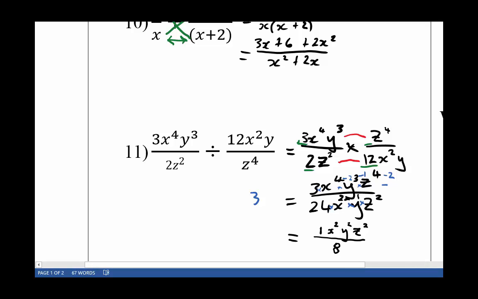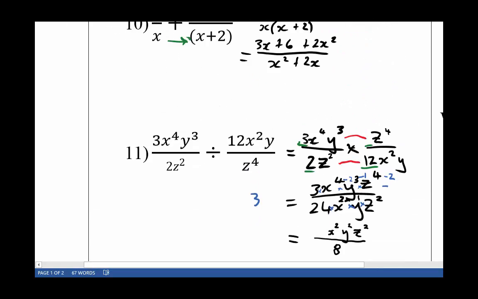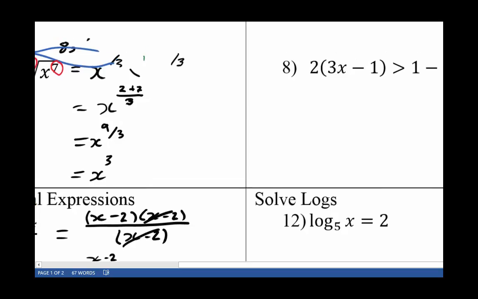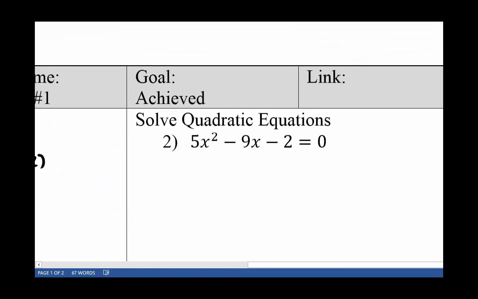So I can just get rid of that 1. And that there is your answer. X squared, y squared, z squared over 8. They're all multiplied together. Right. That is the question 11. It's time to do question 2.